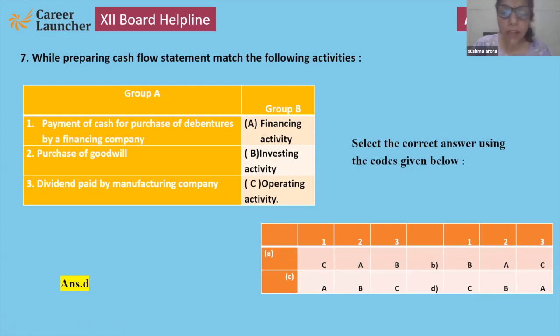Dividend paid by a manufacturing company. See here, the manufacturing company is paying the dividend. It is part of financing activity because shares and debentures come under financing activity for a manufacturing company.